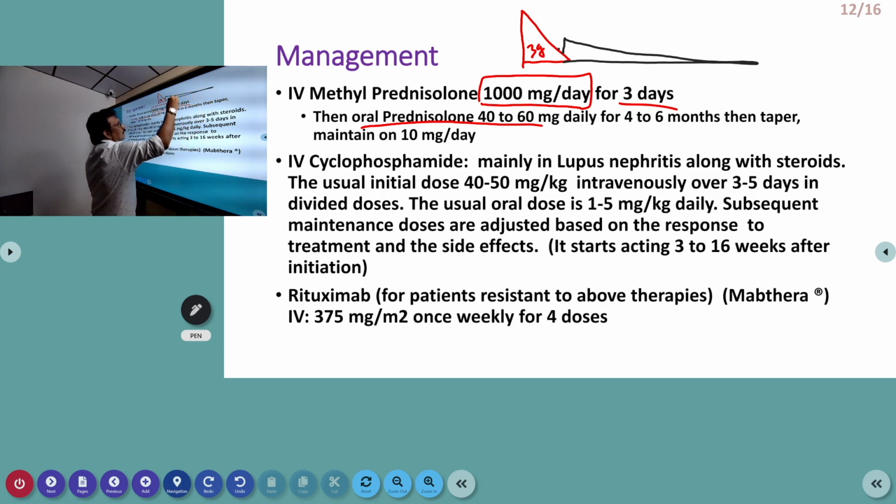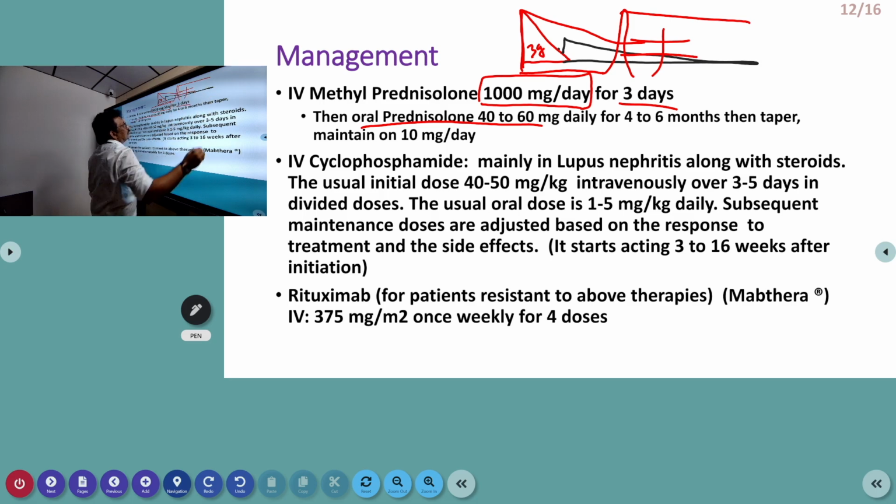Okay. So meanwhile, you can start some other immunomodulator like methotrexate or whatever it is. So that also will take care. If you start methotrexate, you don't get a good response in the initial days. That's why we give steroids initially. Then you continue with methotrexate or MMF, whatever it is.